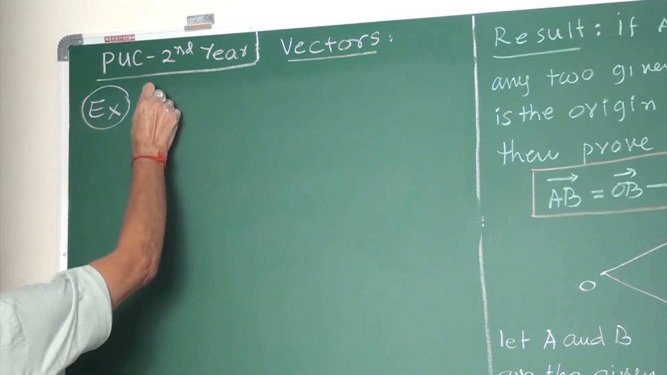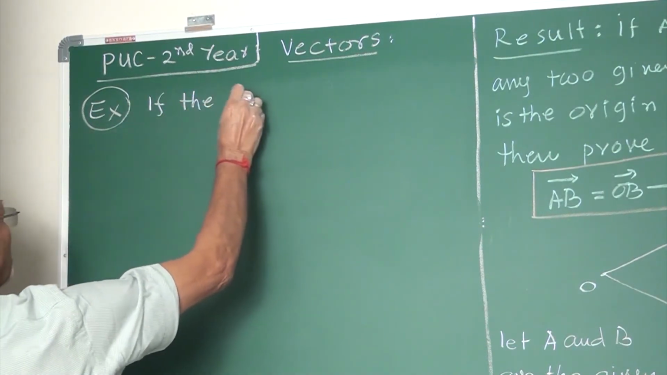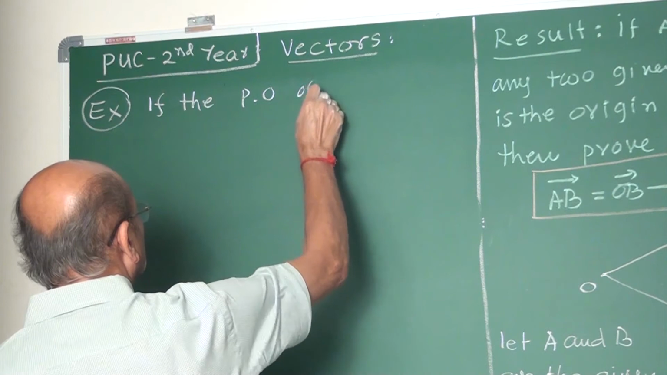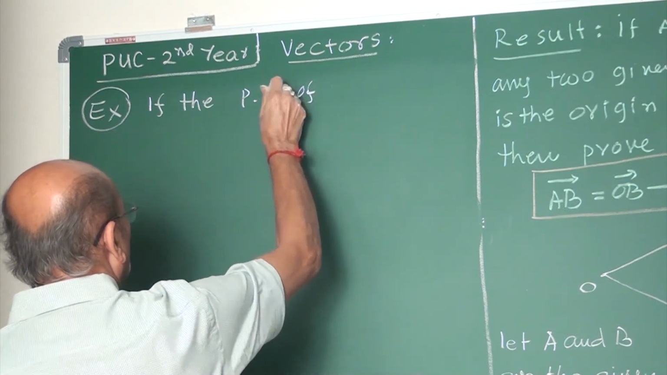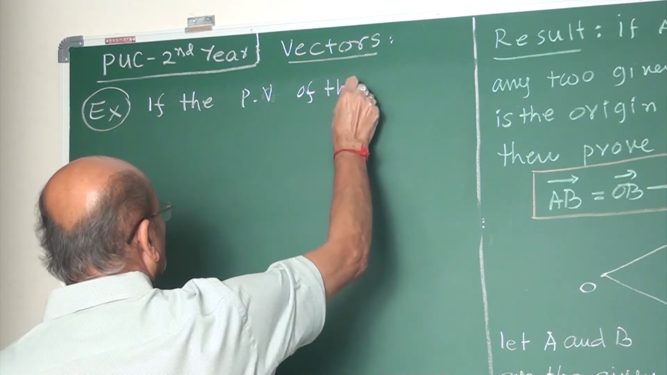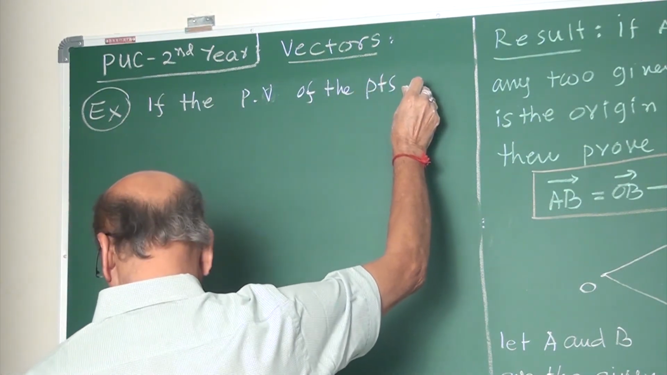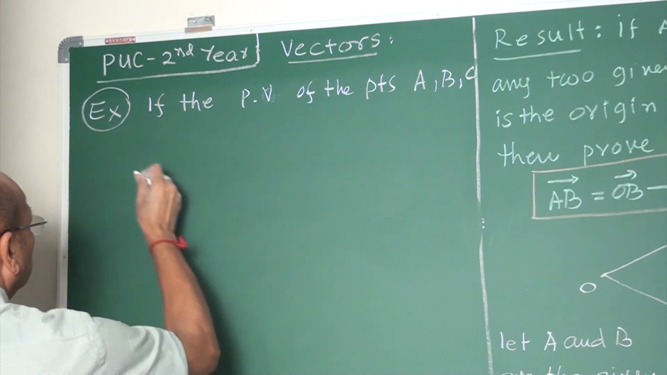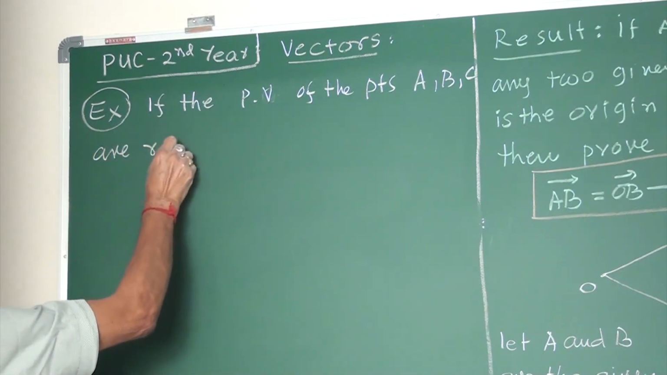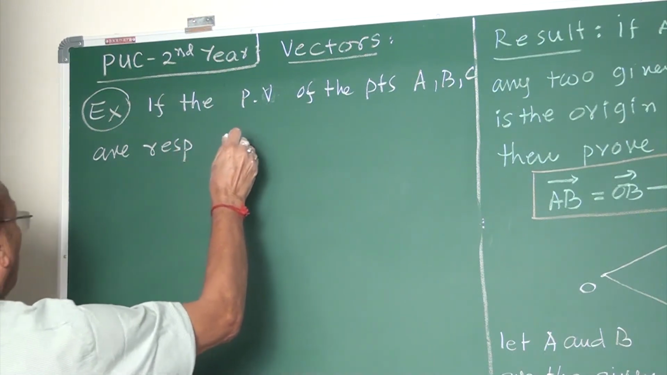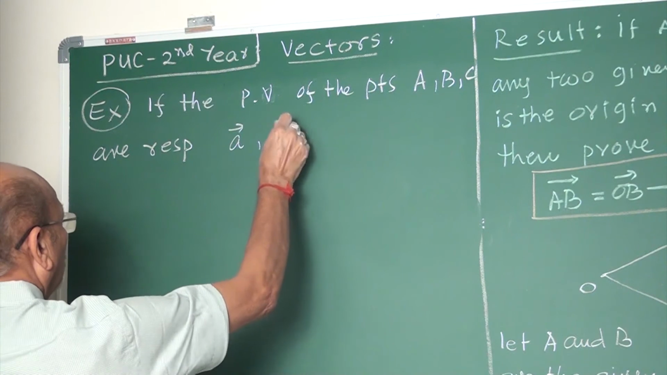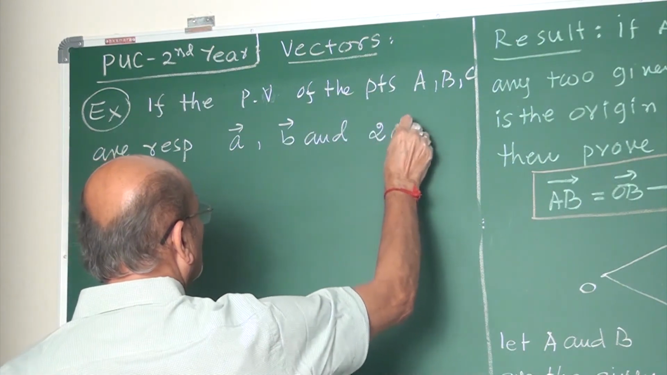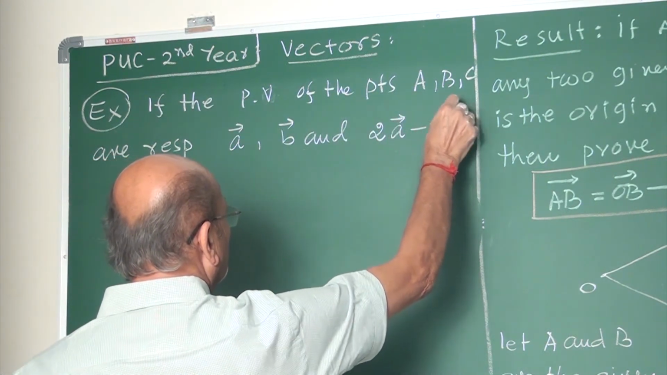If the position vectors, my friends, I write in brief, PV, position vectors of the points A, B, C are respectively vector A, vector B and 2A minus 3B.